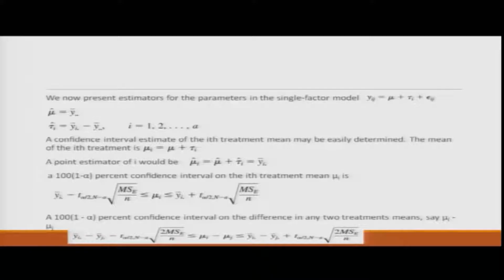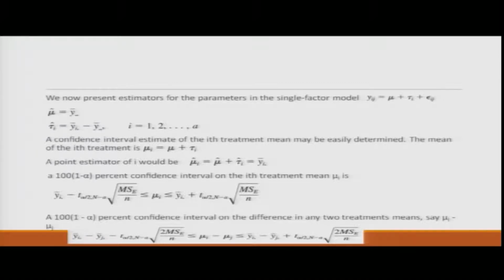Y hat is basically the estimated value which you want to find out. Here, as I mentioned, the i values will always change from 1 to a, and the j value would always change from 1 to n. A confidence interval can be found. So, the confidence interval estimate of the ith treatment mean may be easily determined.